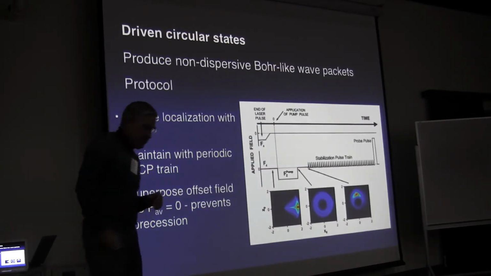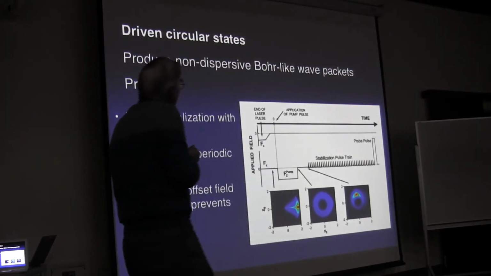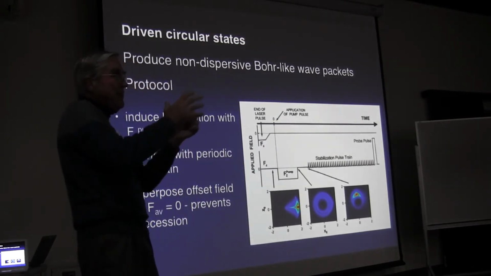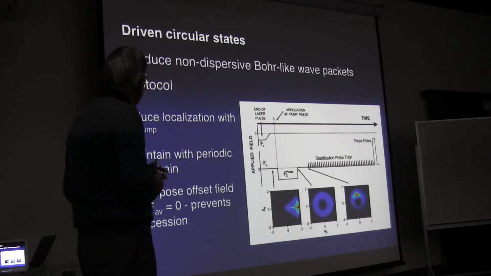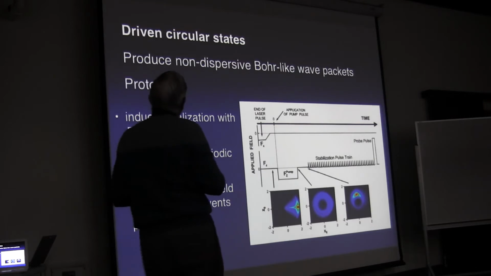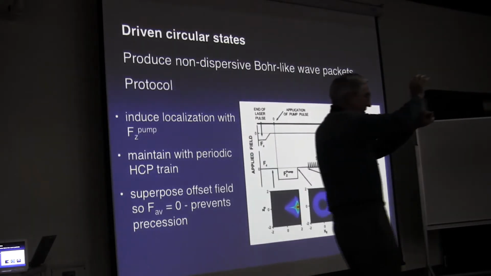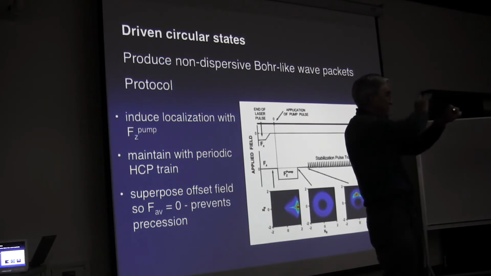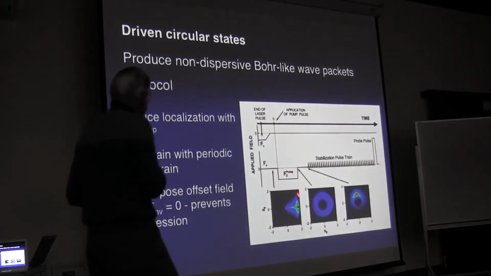Okay, now what I'd like to do is to shift gears slightly and ask the question, well, we've been able to produce ball-like wave packets, but they were transient. They subsequently spread out. Can we actually create non-dispersive ball-like wave packets? Can I make a localized wave packet, and can I keep it localized? And the answer is yes. You do it with a protocol like this.